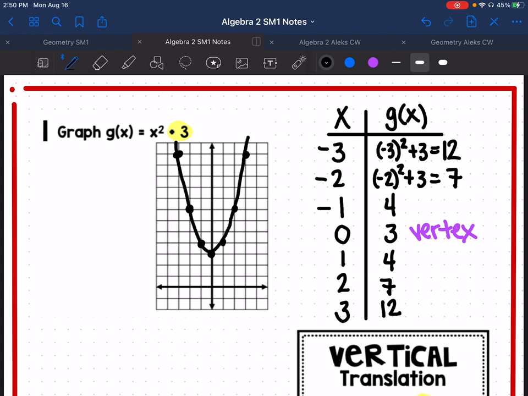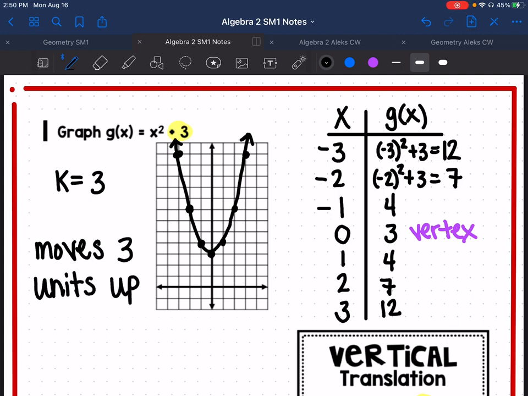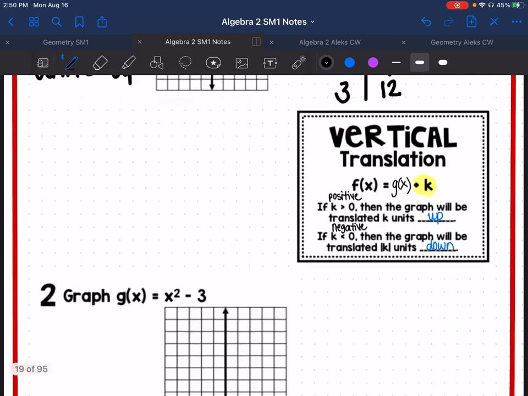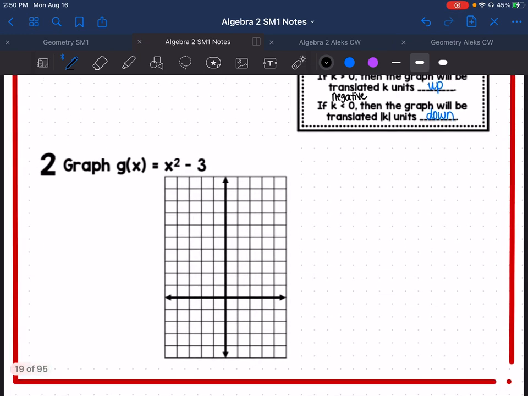So how did it move from that graph on up above? Well, my K, which is my highlighted number, is +3. So I would say that this graph moves 3 units up. That's it. Move 3 units up. Let's try another one. Let's take a look at this graph right here. G of x equals x squared minus 3.